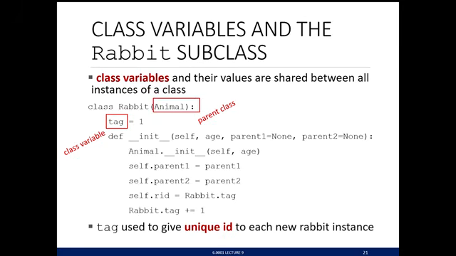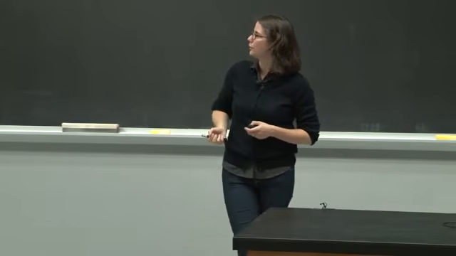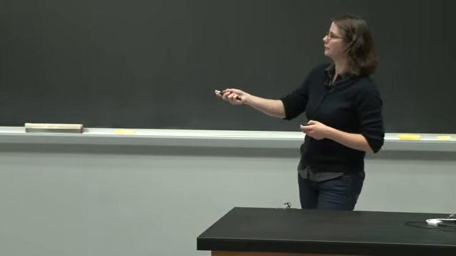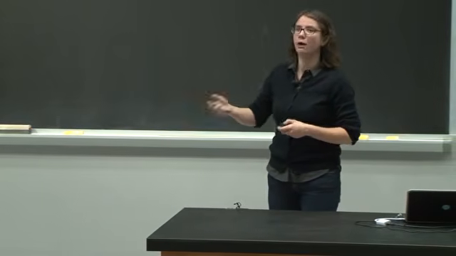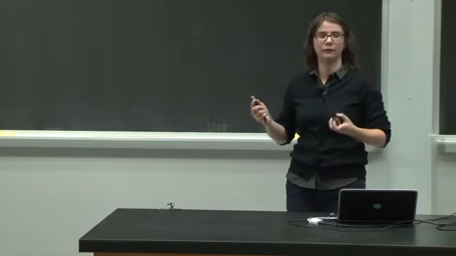I'm creating this data attribute, an instance variable particular to a specific instance, called rid. And I'm assigning this instance variable to the class variable. I access class variables using not self, but the class name. So in this case, Rabbit.tag. Initially, tag is going to be 1. And then the init is going to increment the tag by 1. That means that from now on, any other instances I create are going to be accessing the updated value of tag instead of 1.